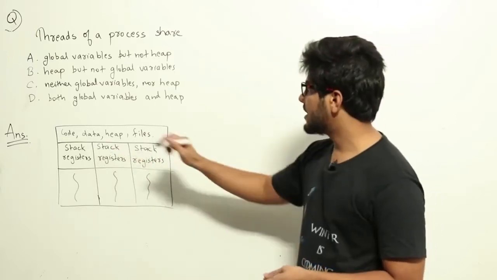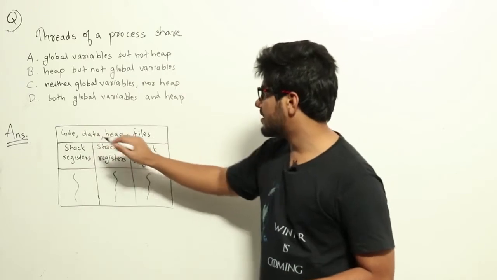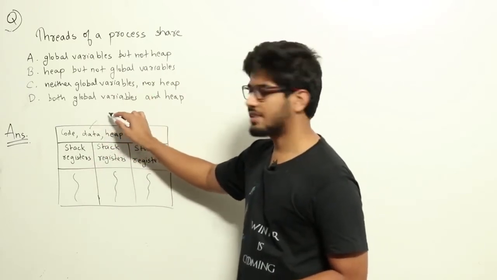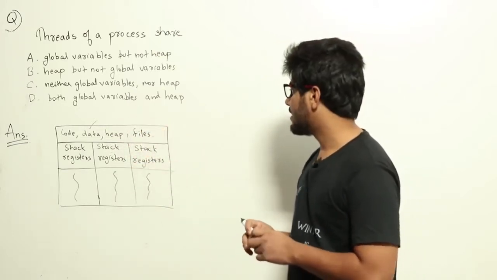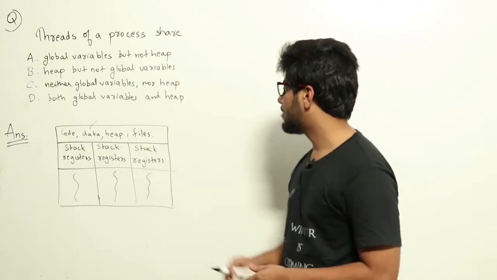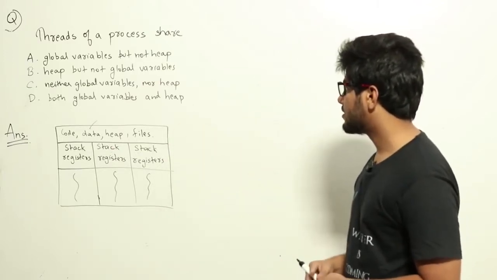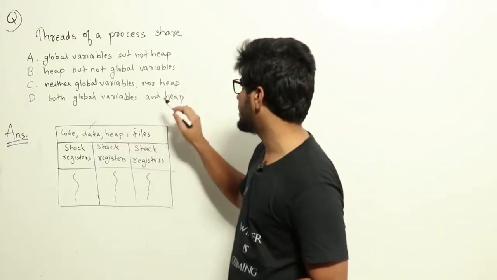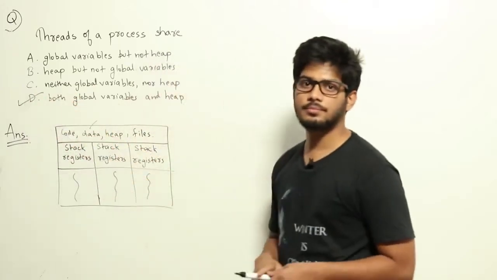What is shared is the entire code, since all threads share the same code. The data segment contains all the global variables, etc., declared here, and the heap, which is dynamically allocated, and all the file descriptors of open files, etc., will be shared among all the threads. So from this clearly we can see that both global variables and heap are shared. So D is the correct answer here.